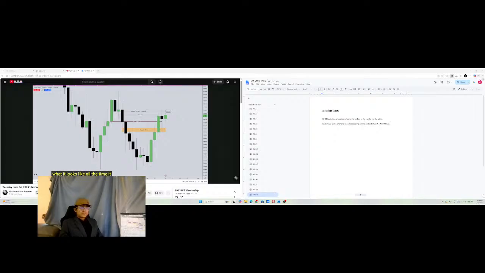It doesn't look like that all the time. There's subtle little variances in the way price action is delivered. And it's important for you, especially for someone that's new, or if you only refer to price action through a retail perspective.